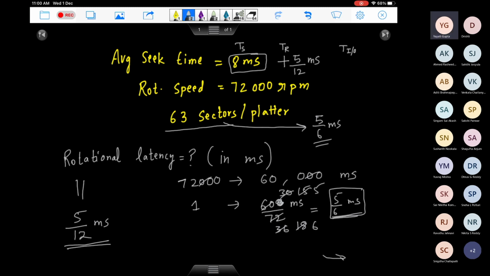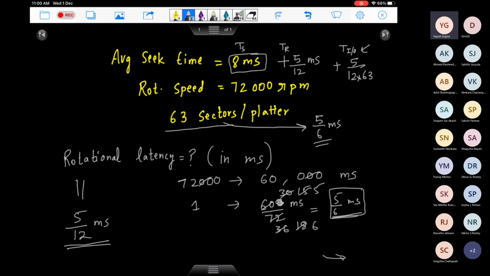Right, so you can actually write to all the 63 sectors in 5 by 6 milliseconds. What we are asked for is one sector. So for one sector, how much time will it take? Plus 5 by 12 into 63. This is for one sector. Any confusion here? In case you were given the input output rate, you could directly plug it here. If you are not given, you can compute it based on your disk rotation time. Okay. Next part. If you understood this part, the next part is very easy.